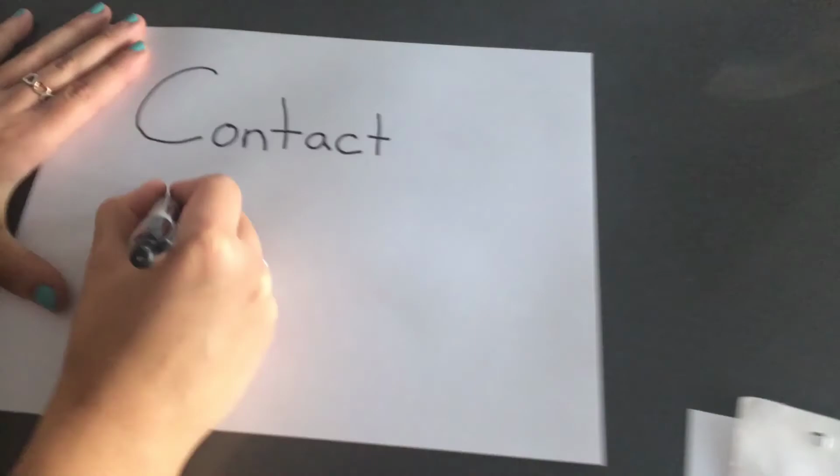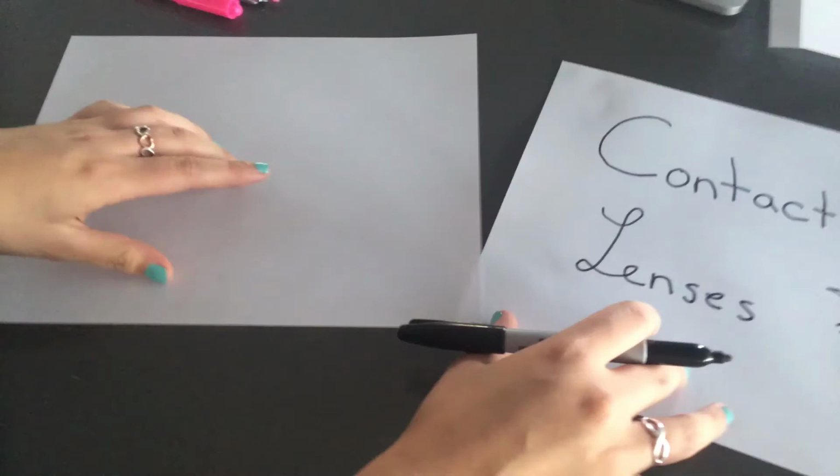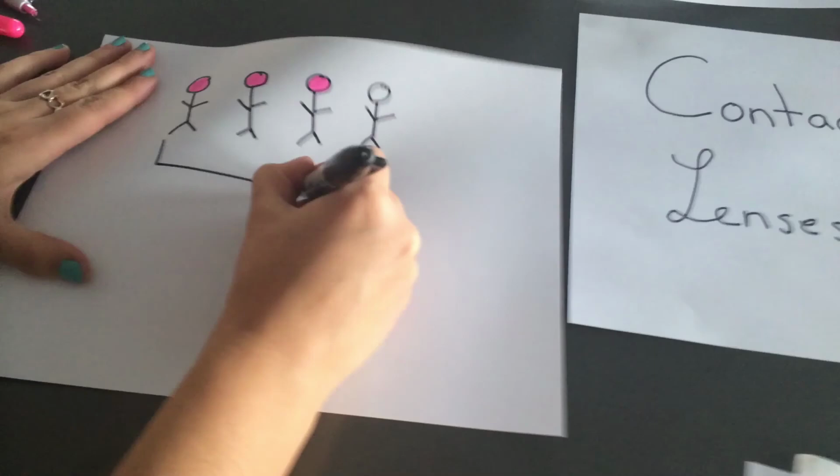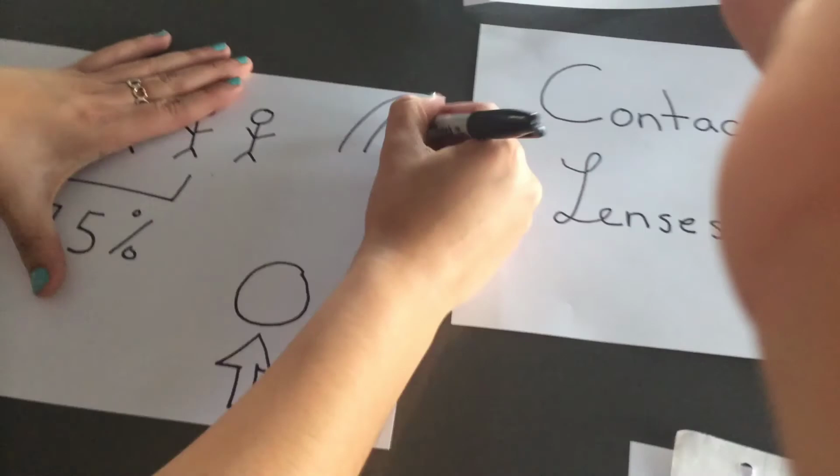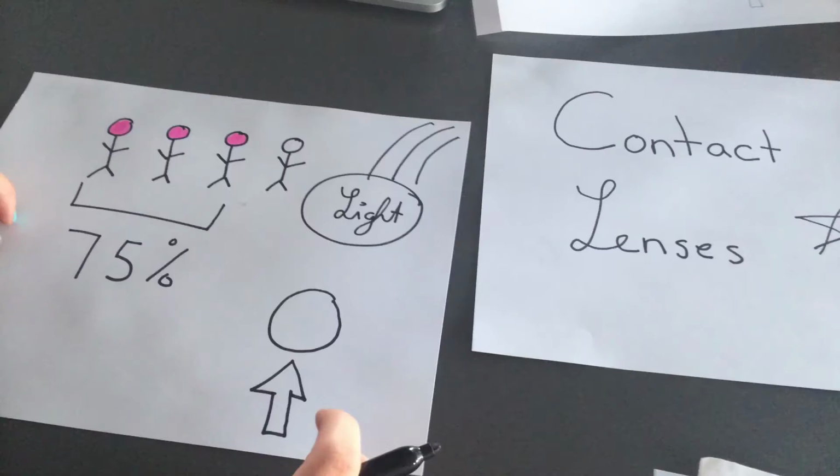How many of you put contacts in your eyes every day? A lot of you, right? In fact, 75% of people use contact lenses. But have you ever thought about how contact lenses work? If you think about it, you're just putting a gel circle into your eye to bend light so you can see. How weird is that?